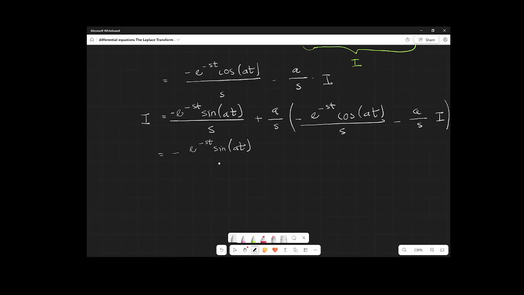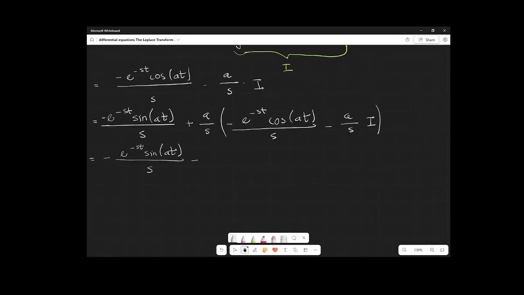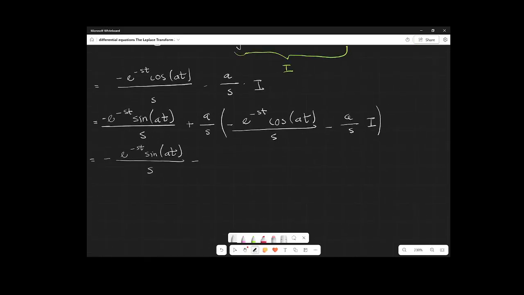But it's important to not skip steps for these types of problems. It gets kind of hairy sometimes, and doing that will just cost you more time. I'm going to distribute this a into the parentheses. No big deal, really, and the negative as well, right?